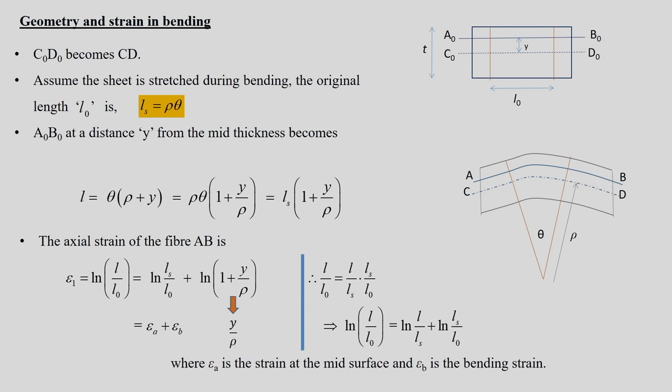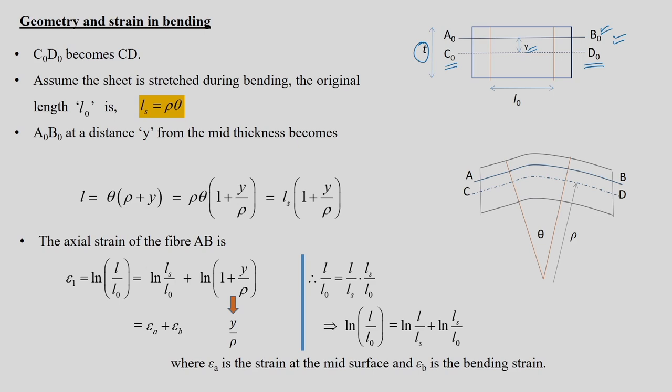So, again I am going to take a simple case. For example, this is your sheet with a thickness, let us say T. So, the total thickness is T. Let us say you consider a middle fiber, C naught, D naught, a line which coincides with the mid thickness. And you can pick up any other line or fiber which is y distance away from the mid thickness, C naught, D naught, that is A naught, B naught.